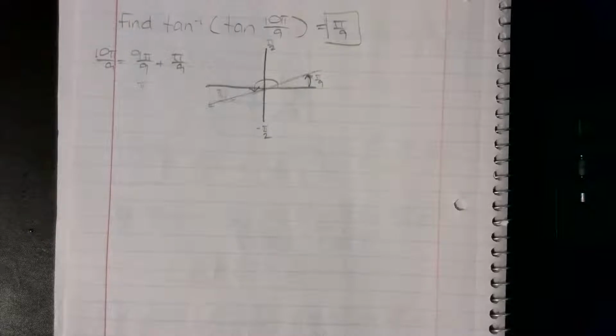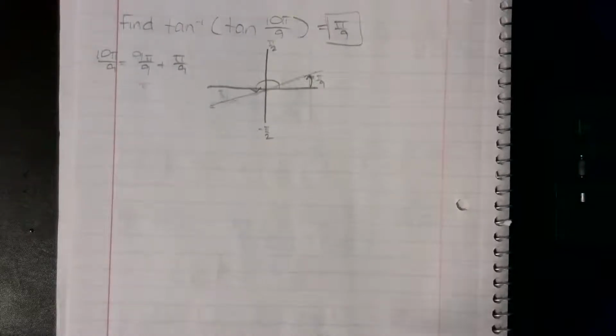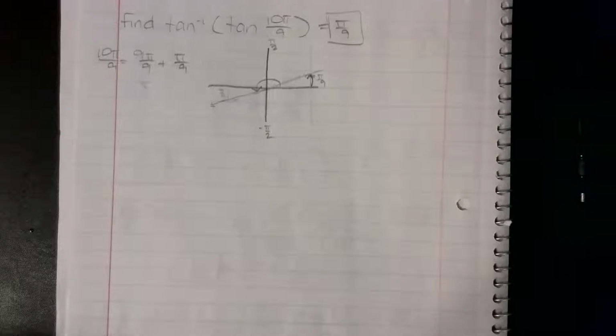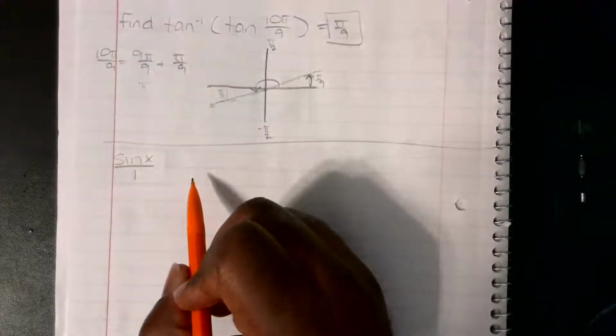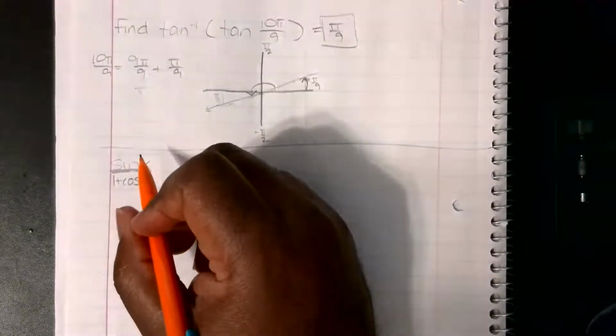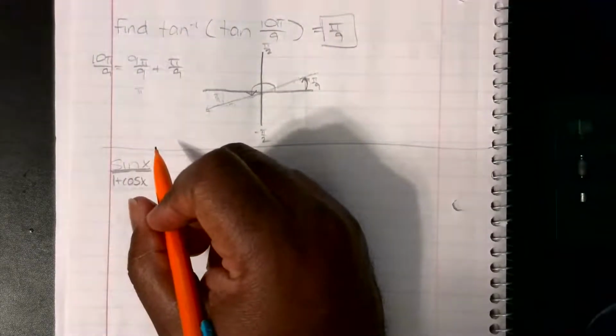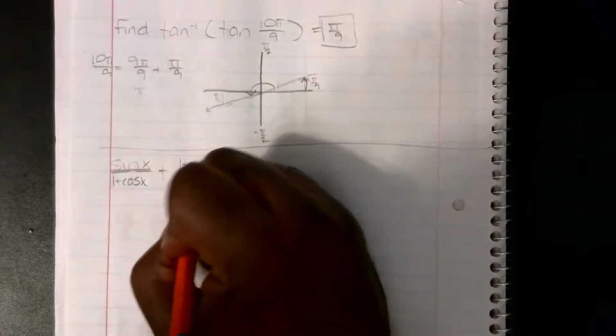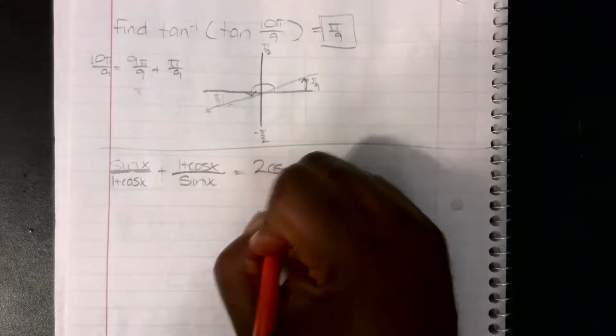All right. Got another question here. Let's go to it. Sine of x over 1 plus cosine of x plus 1 over cosine. What? This question is not clear. Sine of x over 1... Oh, over 1 plus cosine x. Okay, I think I see it. Sine x over 1 plus cosine x plus 1 plus cosine x over sine of x is equal to 2 cosecant of x.